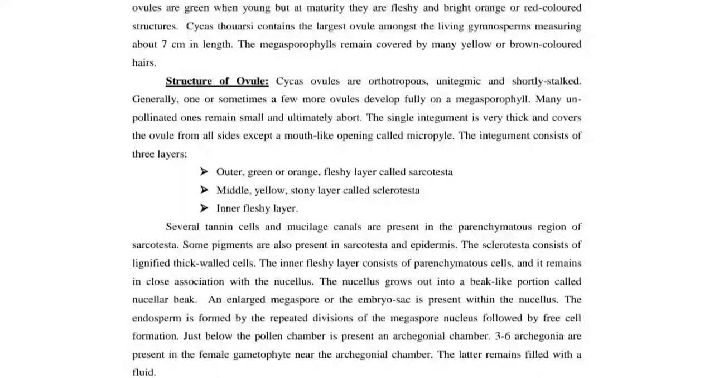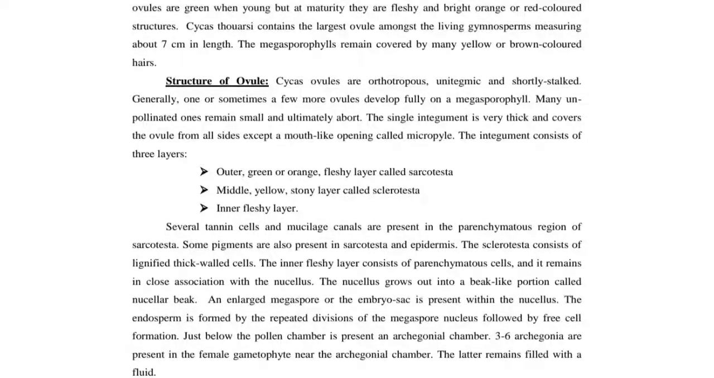The integument consists of 3 layers: an outer, green or orange, fleshy layer called sarcotesta; a middle, yellow, stony layer called sclerotesta; and an inner fleshy layer. Several tannin cells and mucilage canals are present in the parenchymatous region of the sarcotesta. Some pigments are also present in the sarcotesta and epidermis. The sclerotesta consists of lignified thick wall cells. The inner fleshy layer consists of parenchymatous cells, and it remains in close association with the nucellus.